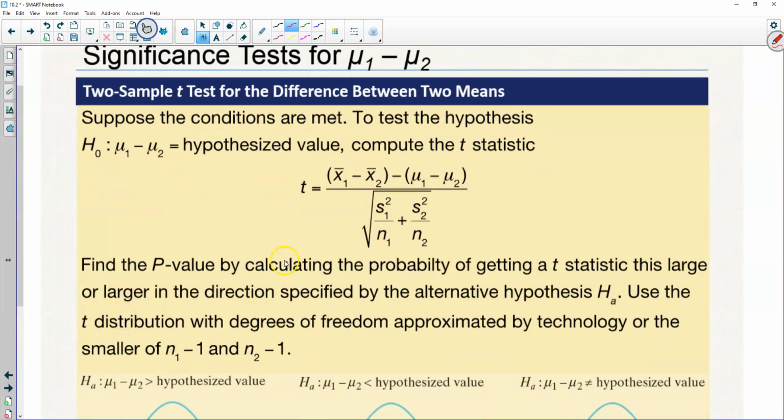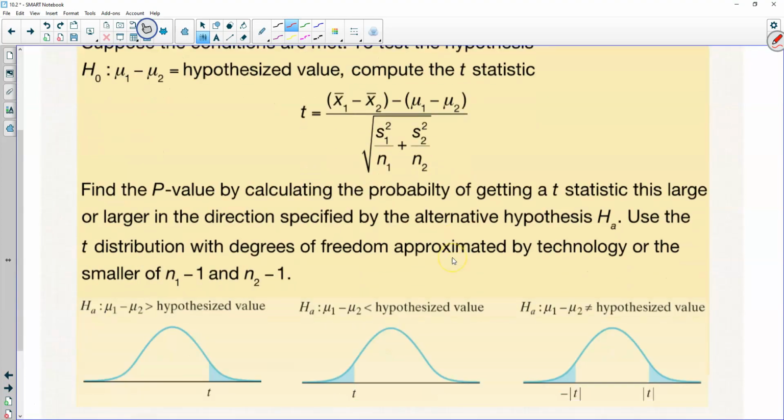So again, here is all of the things that we need, knowing that if it's a greater than, your p-value is going to be on the right. If it's less than, your p-value is going to be on the left. If it's not equal to, your p-value is going to be both tails of that t-curve.